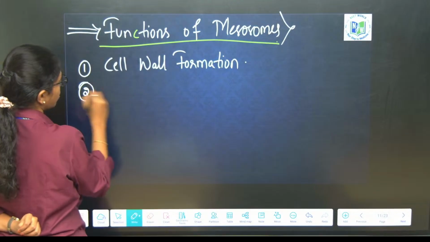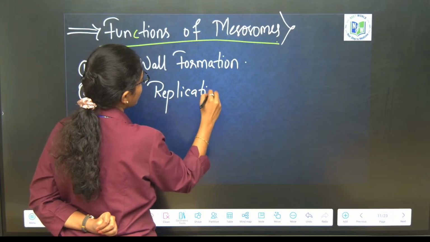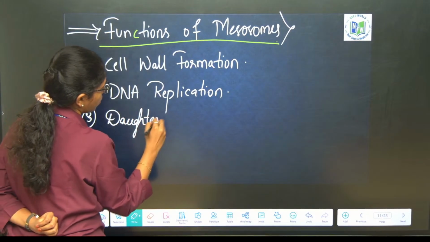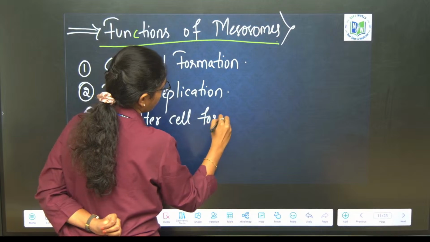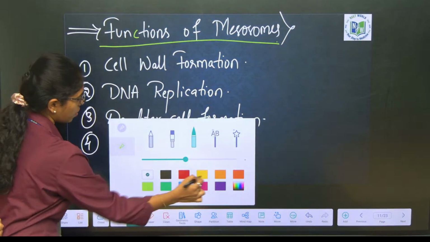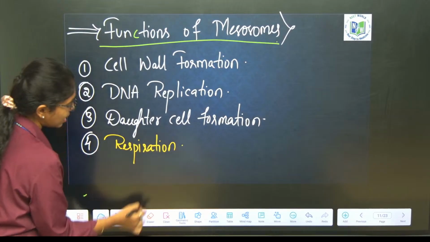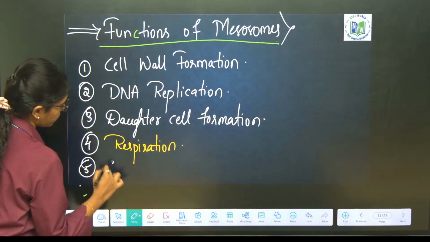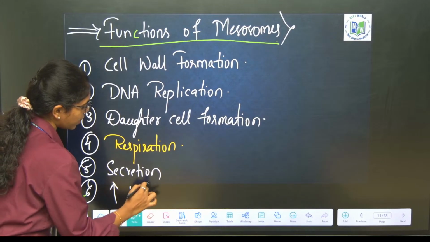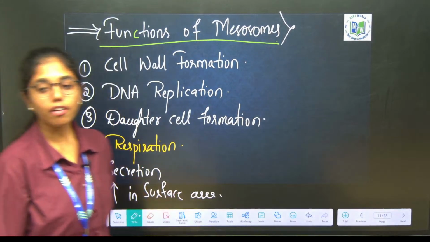DNA replication, daughter cell formation, most importantly respiration, the fifth function is secretion, and the last is increase in surface area. These are the functions of mesosomes.